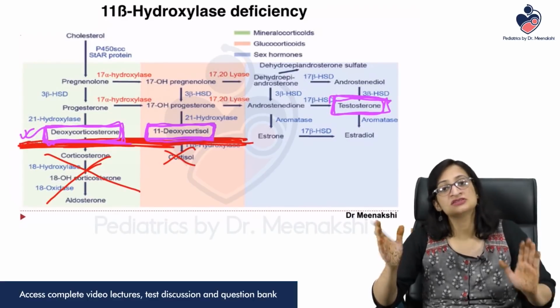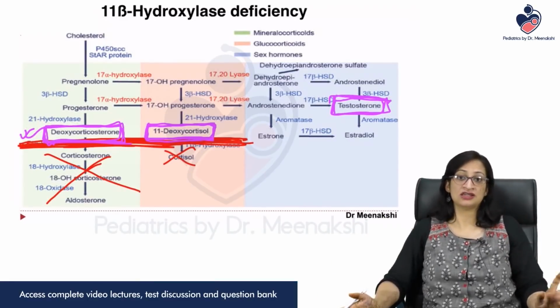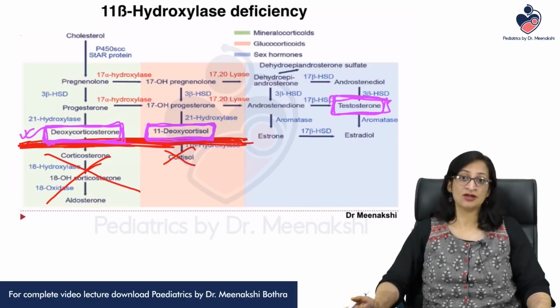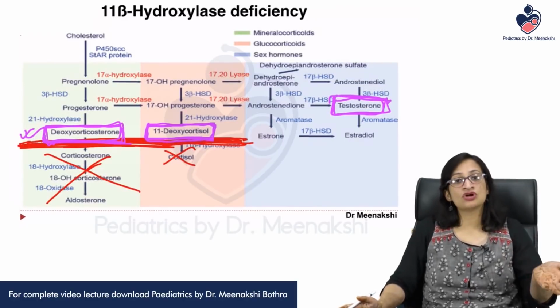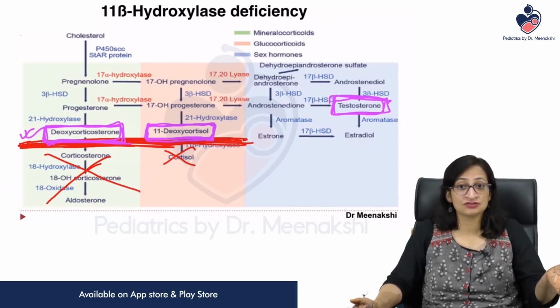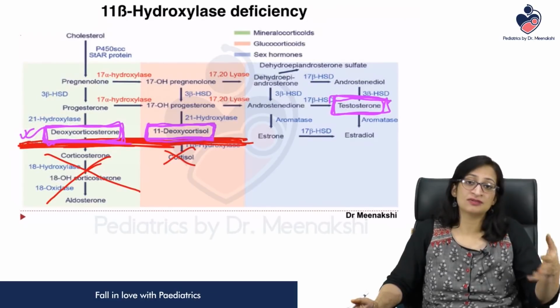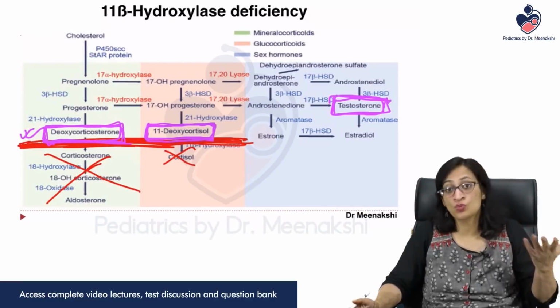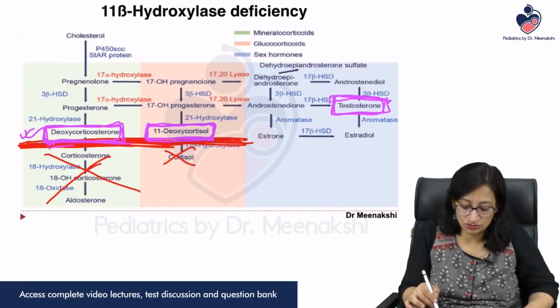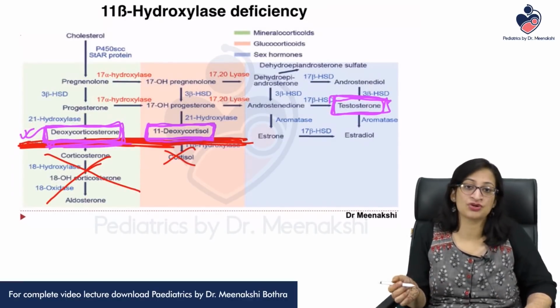So the female still will have ambiguous genitalia in 11-beta-hydroxylase deficiency, but instead of salt wasting, there will be hypertension. Instead of hyperkalemia, there will be hypokalemia in 11-beta-hydroxylase deficiency, and we know why: because deoxycorticosterone has got mineralocorticoid effect.